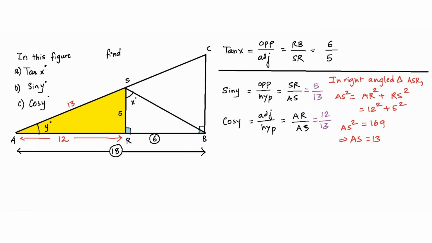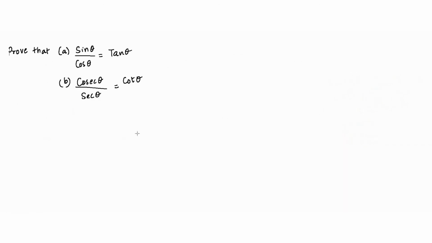Moving on to the next question. So we have to prove that sine theta upon cos theta is tan theta and cosec theta upon sec theta is cot theta. So let's do one thing. Let's construct a triangle ABC, which is say right angled at B. So ABC is the triangle which is right angled at B, and let angle A be theta.